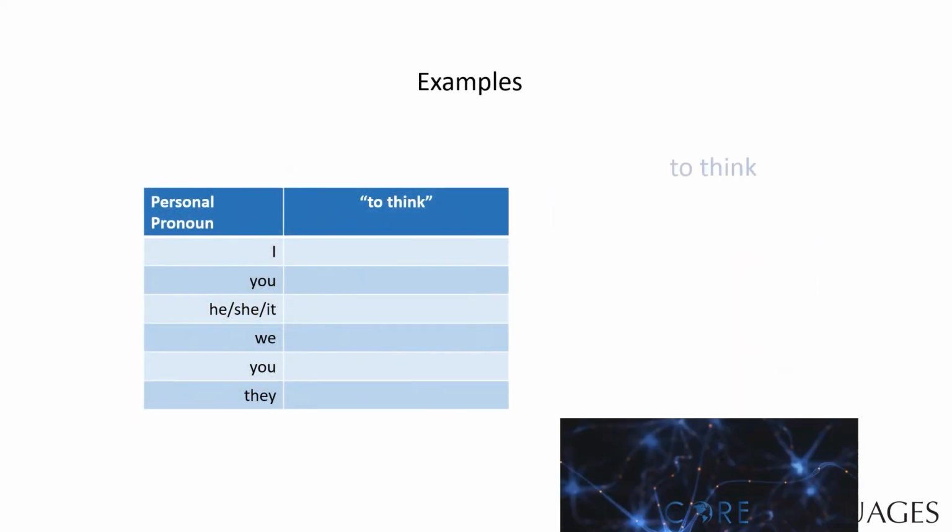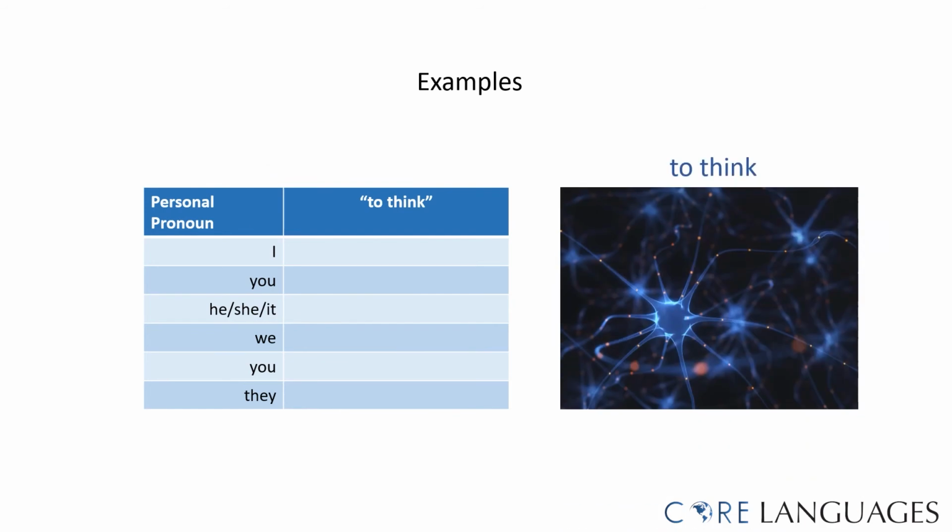Here is the verb to think. To think is also an irregular verb. Feel free to pause the video and try to practice on your own. I thought, you thought, he, she, it thought, we thought, you thought, and they thought. To negate thought, we simply use did not. I did not think, you did not think, and so on.